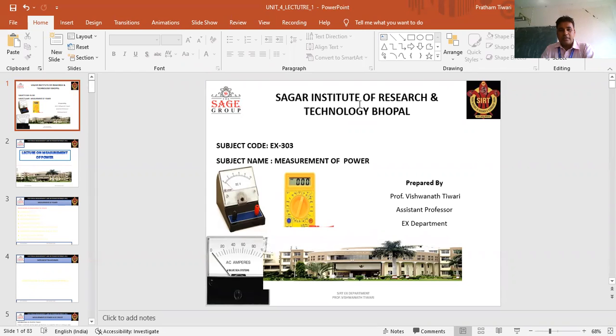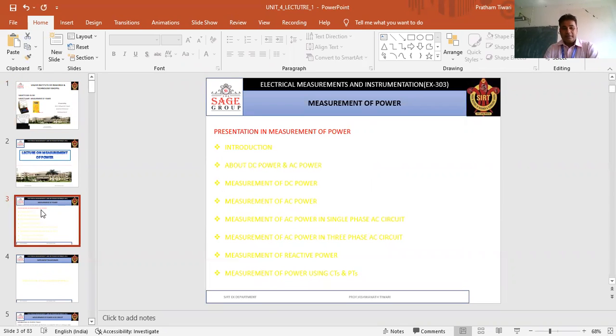Today I want to discuss the measurement of power. How we can measure the power in DC circuits and AC circuits. We have some important points related to the presentation on measurement of power.